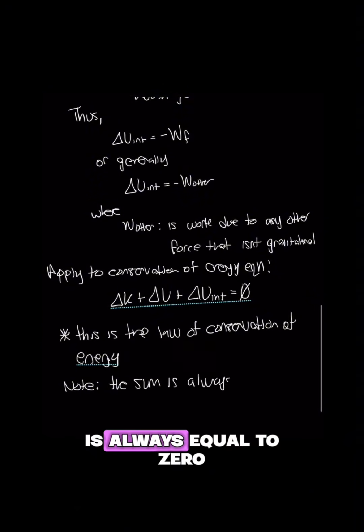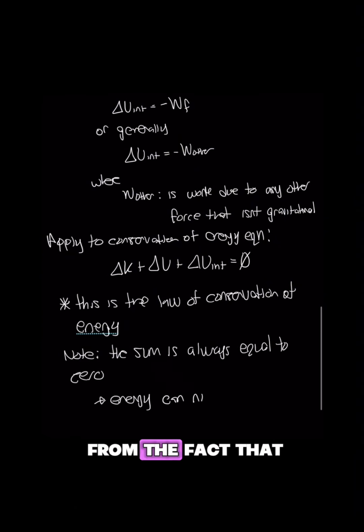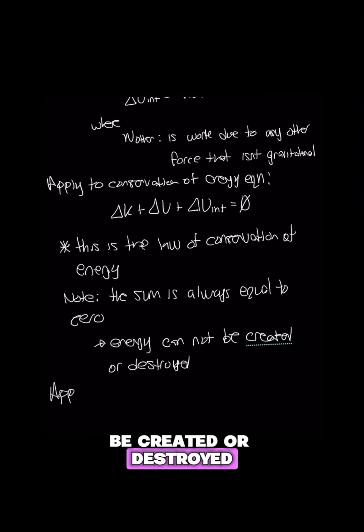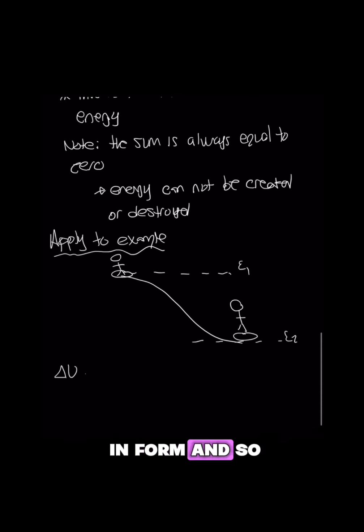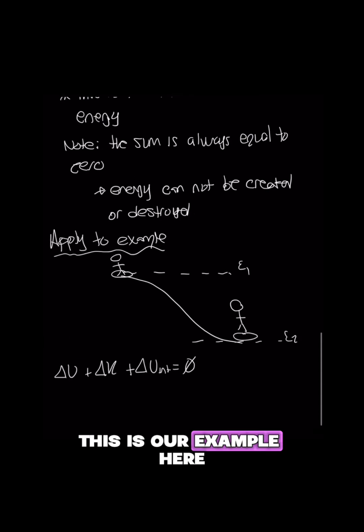This equation here is the most general model for the law of the conservation of energy. Note that the sum is always equal to 0, and this just comes from the fact that energy cannot be created or destroyed. It can only change in form. And so we can apply it to our example. This is our example here, and this is our law of conservation of energy equation.